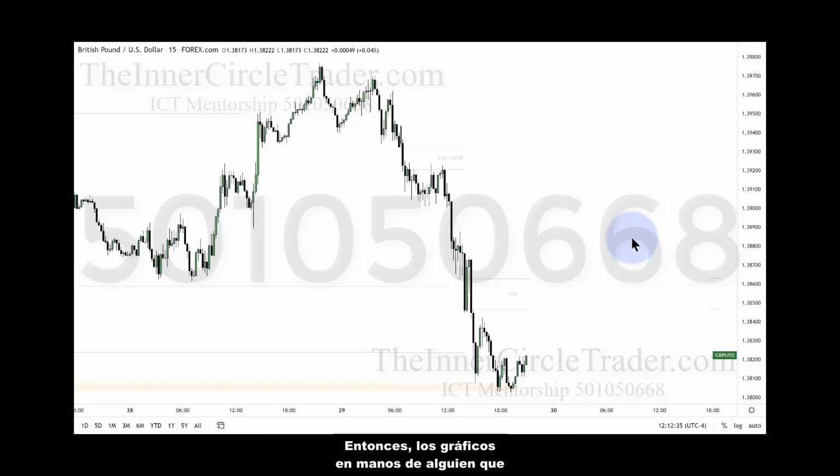So charts in the hands of someone that doesn't understand this could be used to fool them. Even understanding the basics that I teach on YouTube, if you don't understand this principle here, you can fall victim to looking at candles and thinking they're order blocks, and they're not order blocks. You have to know what the narrative is that we're possibly going to see unfold. Everything here is your classic ICT market maker sell model.